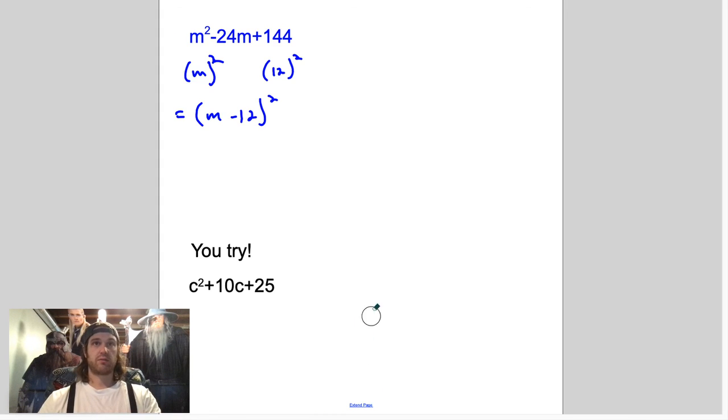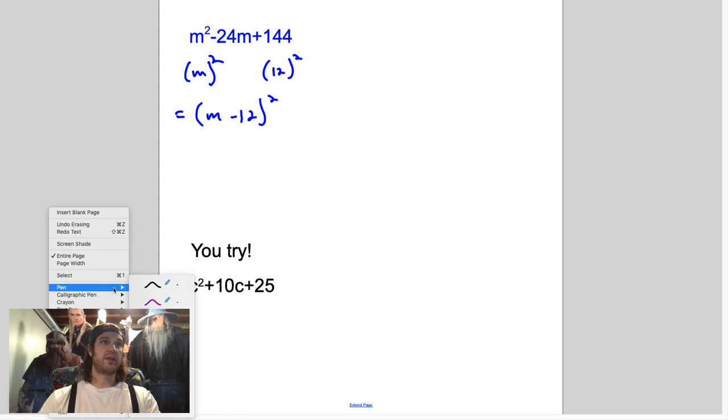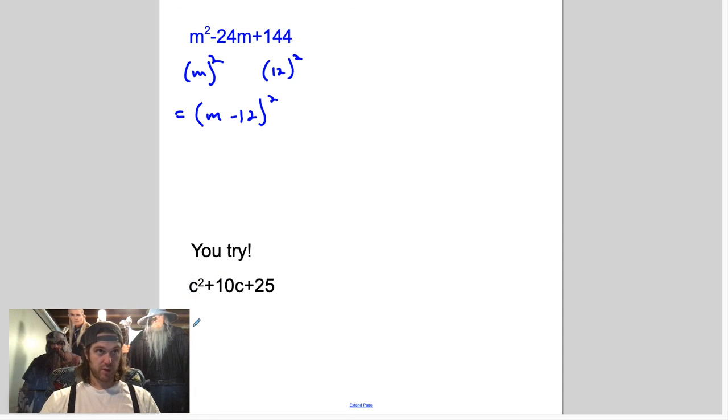All right, and that one's pretty straightforward. We'll just do it really quick. Is first term something squared? Yeah, it's c squared. Last term something squared? Yeah, it's 5 squared. Is the middle term twice the product? 5 times c times 2, 10. Yep. So it's c plus 5 squared factored, or c plus 5 times c plus 5. And this is n minus 12 times n minus 12.